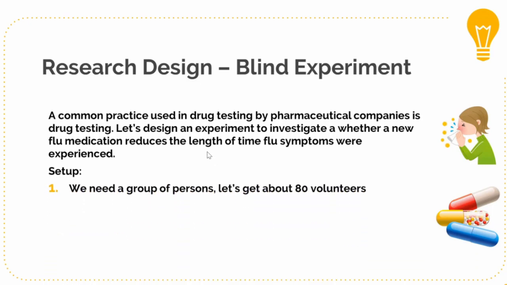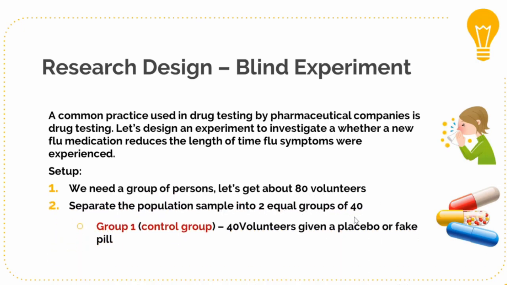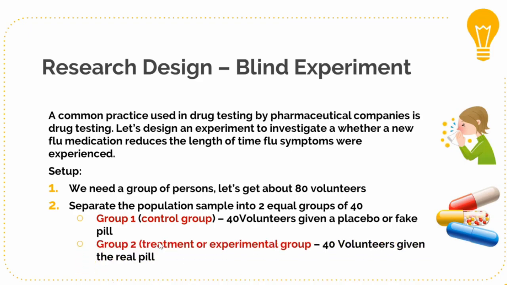We need a group of persons, let's get about 80 volunteers. We separate the population into 2 equal groups of 40. So we have group 1 of 40 volunteers, which is called the control group, and these are given a placebo or fake pill. And now we have group 2, which is the treatment or experimental group, and these are given the real pill. Now the members in each group have no idea which pill they're getting, by the way.